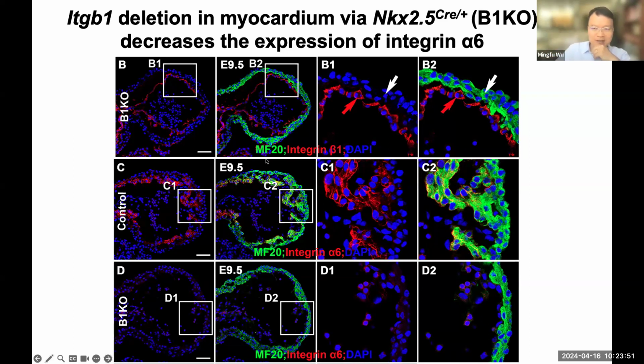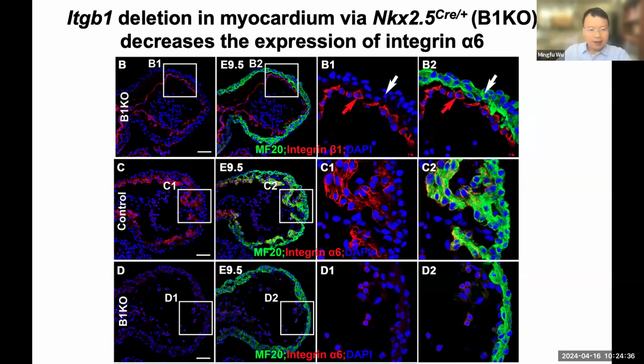So we examine the first alpha subunit, which is alpha 6. The localization pattern here was surprising to us in the beginning, because as you can see, alpha 6 is enriched in the trabecular cardiomyocytes here, and their expression in the compact zone is reduced. This is a higher magnification zoomed picture. They are accumulated in the trabecular cells, but not in the compact cells. However, in the B1KO, you can see the localization of integrin alpha 6 is abolished. This suggests that alpha 6 only binds to beta 1 to be stabilized.